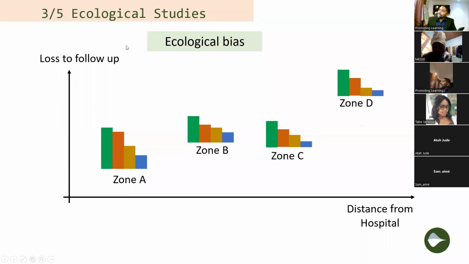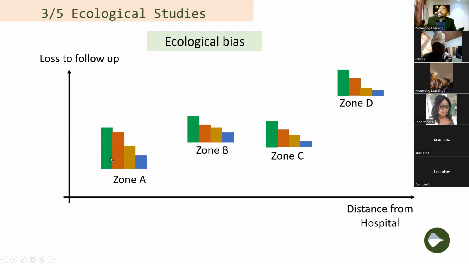So zone D is the highest here. Loss to follow-up was 77%, which is high. Zone B and C were almost the same level, with C a little bit lower. And then zone A was lower. So if you draw a line and consider only the zones and the summary, it will be like this. You have a positive slope.